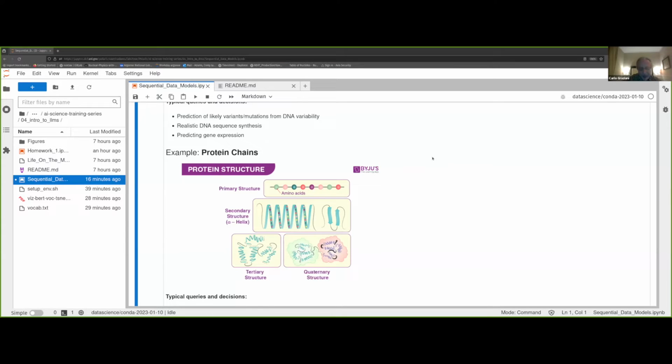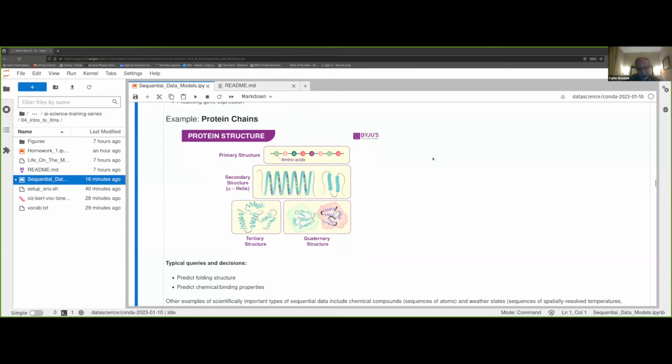Once those amino acids come out, they join up into chains called proteins, and then the proteins do these super interesting things. First, they fold up, then they fold again, and these folds basically alter their chemical properties, their binding, and so on. So the kinds of questions that you want to ask from these sequences are, could we predict this folding structure? And could we predict the chemical and binding properties of such sequences?